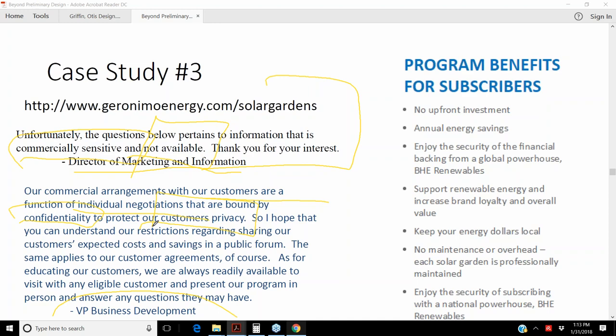Do I really think that they're developing a different contract for every single community solar participant? No. I hope you can understand our restrictions for sharing the customer's cost expectations in a public forum. Can't really understand that. They said if I were an actual customer, then they would be happy to share information with me. But since I'm in Mississippi and not in Minnesota, they're not going to tell me anything.